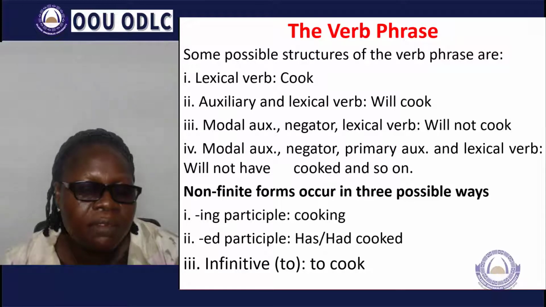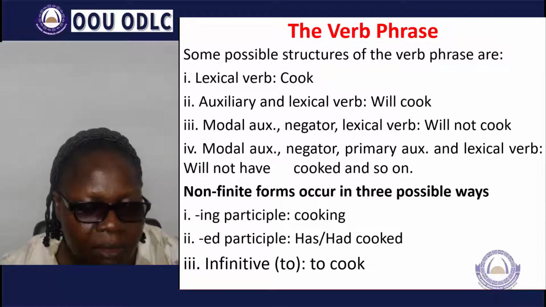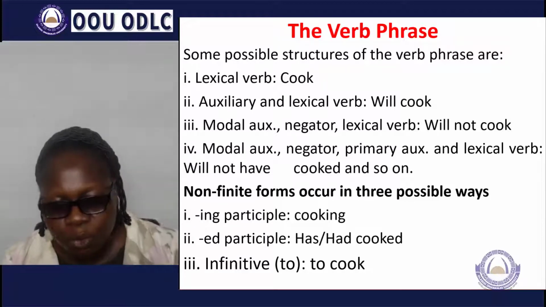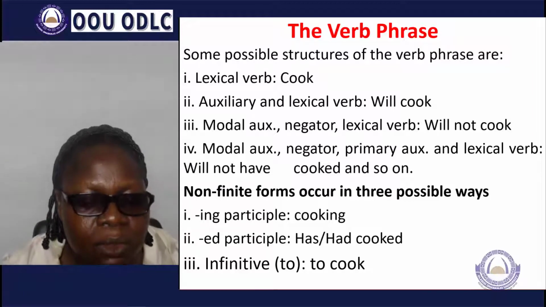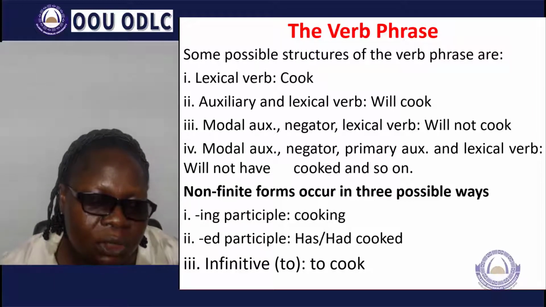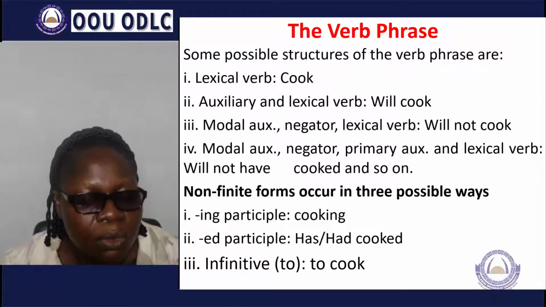Of course, we have another primary auxiliary taken from the verb to have. And so you have has cooked. She has cooked a delicious meal. She has cooked, and so on.